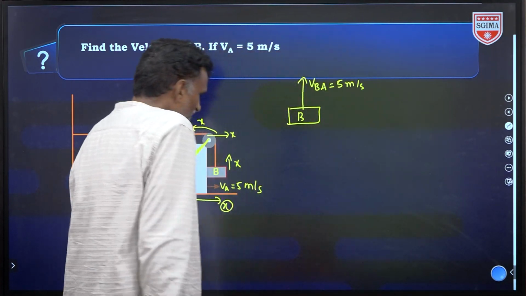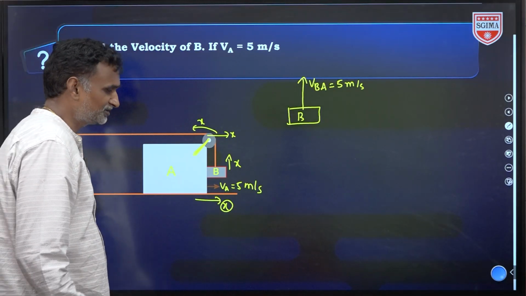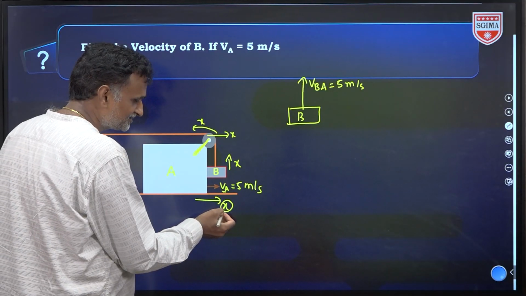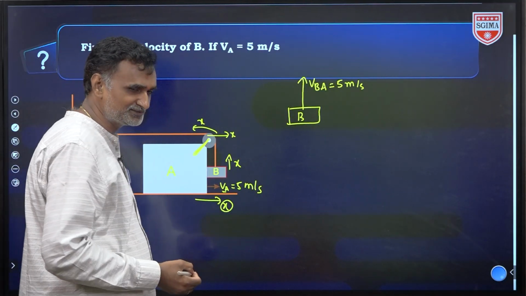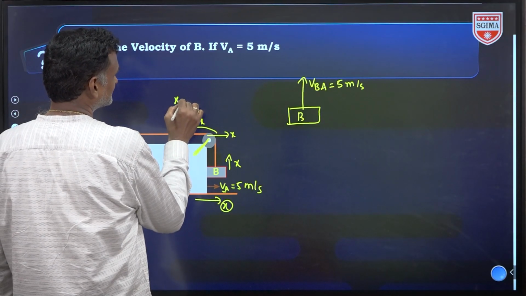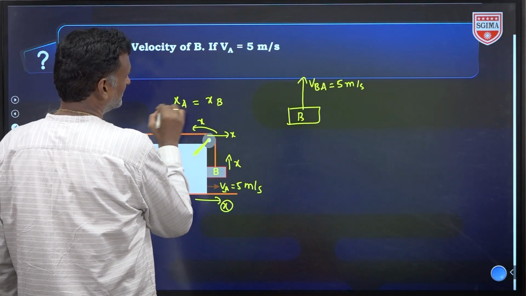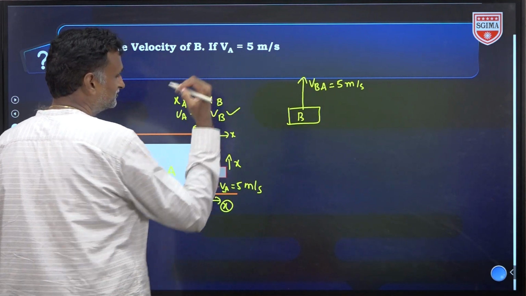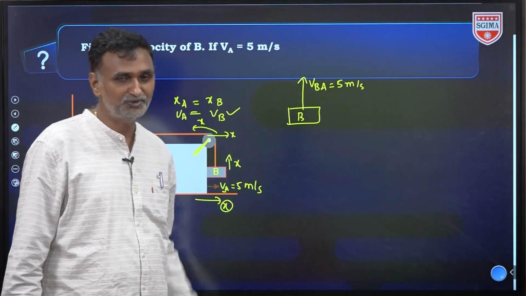Sir, how did you write directly 5 meter per second? So, what is the velocity of A? 5 meter per second. It covered x displacement, then B is also covering x displacement, and if you want to write from the beginning, XA equal to XB, differentiation of this equation gives you VA equal to VB. So that is what I have written.